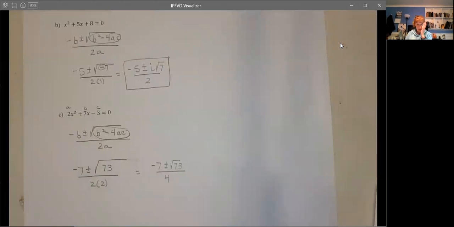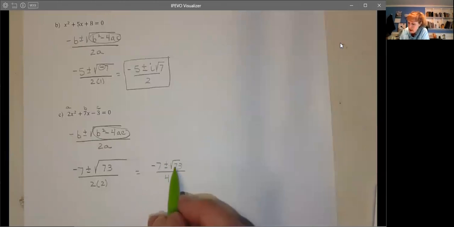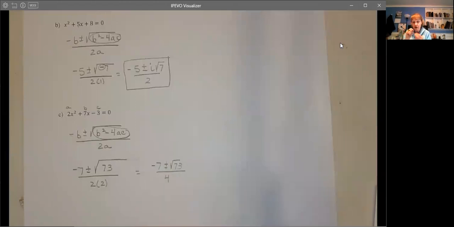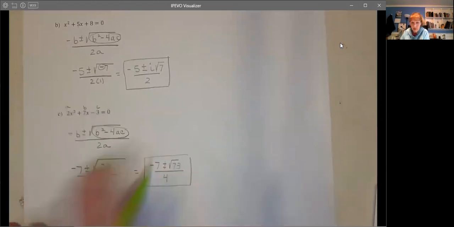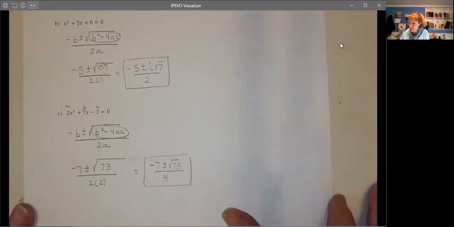Now, you can ask yourself if 73 can be reduced. Can you bring 2 of anything out? And that 73 cannot be broken down, so we have to leave it like that. And so we have the irrational solutions and their conjugates: negative 7 plus the square root of 73 over 4, and negative 7 minus the square root of 73 over 4. Conjugates just change that middle sign. So there's your solutions.